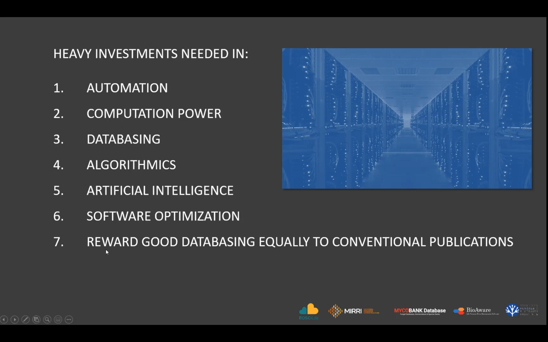Another key thing is to reward good databasing and to give it an equal value to conventional publication, or maybe slightly different, but that's really important to push people to put their data in databases and to record quality information in quality databases. The problem will be the willingness and the time to do it. But if there is an incentive or an obligation to do those things, then things will become quite good.